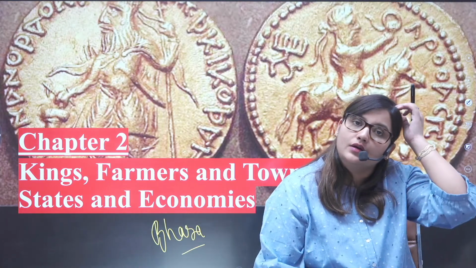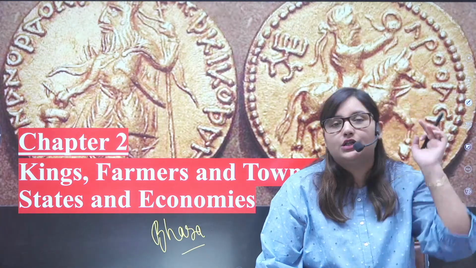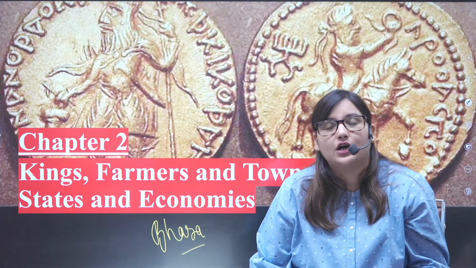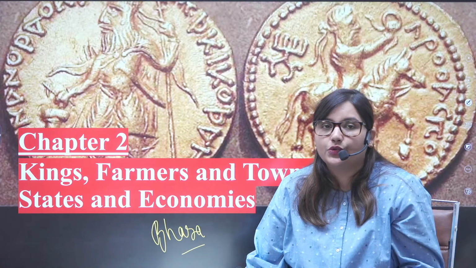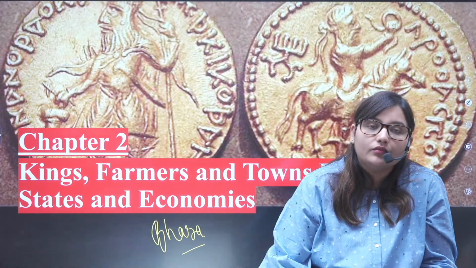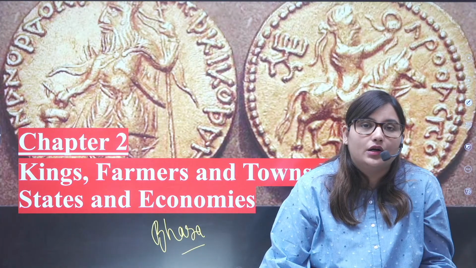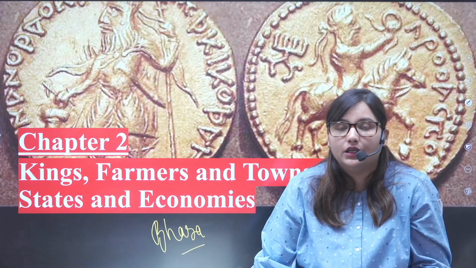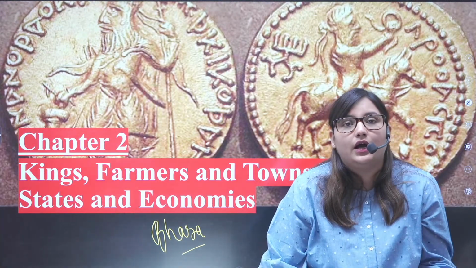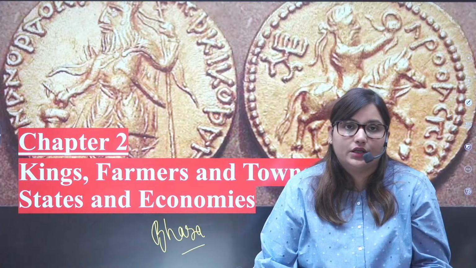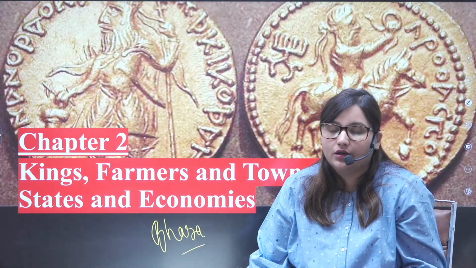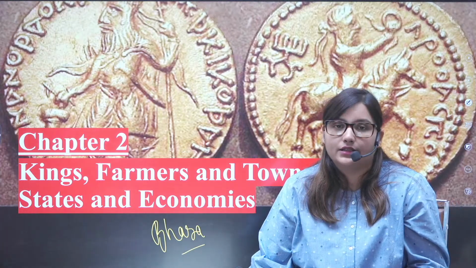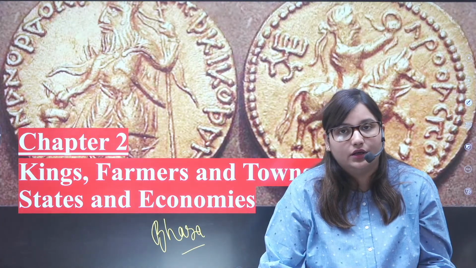Next point. Two prominent rulers of Kashi were, काशी के दो सबसे बड़े राजा. Two prominent rulers of Kashi were Brahmadatta and Ashwasen. Ashwasen, in bracket, ruler of Nag dynasty. Nag dynasty के राजा थे अश्वसेन.